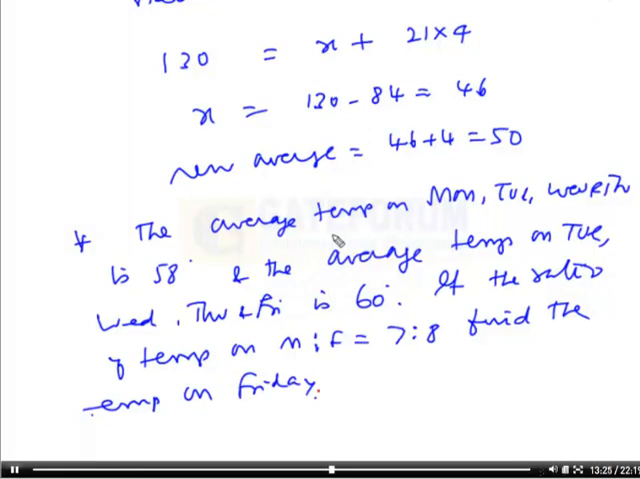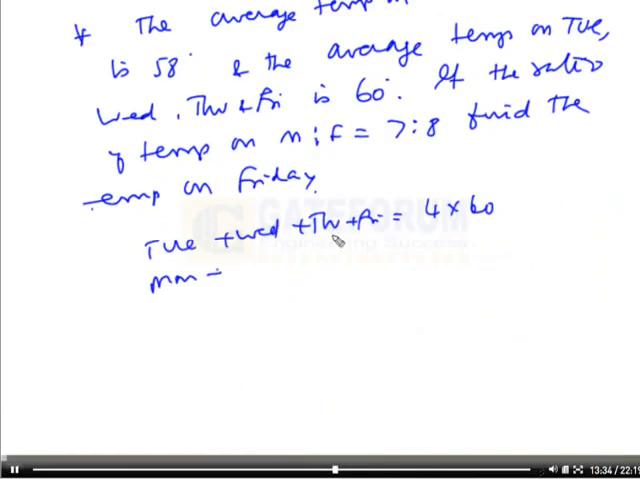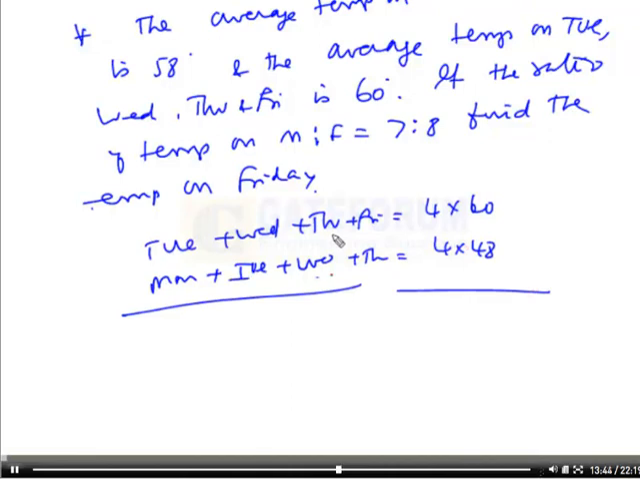So 60 degrees is more than 58, so we will write that first. Tuesday plus Wednesday plus Thursday plus Friday, 4 into 60. Below we write Monday, Tuesday, Wednesday, Thursday, 4 into 58. If we subtract the common days, which are Thursday, Wednesday, Tuesday, we are left with Friday minus Monday, that is 4 into 2, 60 minus 58, that is 8.